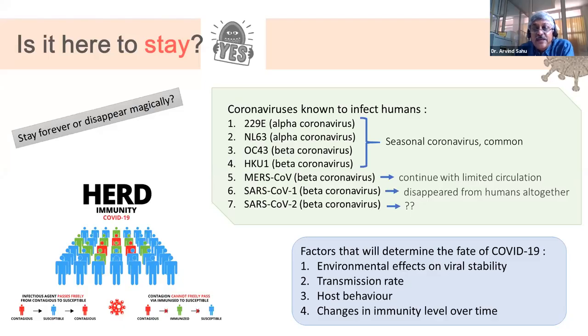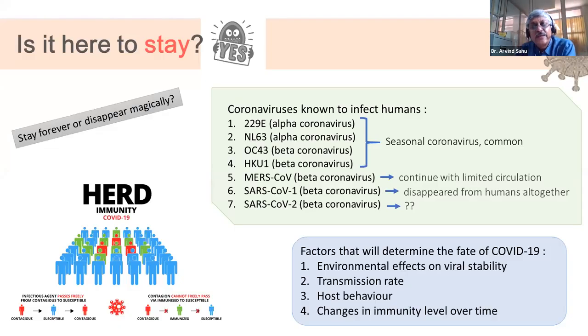One, obviously, is the environmental effect on viral stability. Is it stable? How stable? This looks pretty stable. Then the transmission rate, which is very high again in this case. Host behavior: how do we behave, how do we try to contain this virus, what precautions we are taking will determine a lot. And changes in the immunity level over time, either by herd immunity or, more importantly, by vaccination. That is what is going to decide how long this is going to stay.